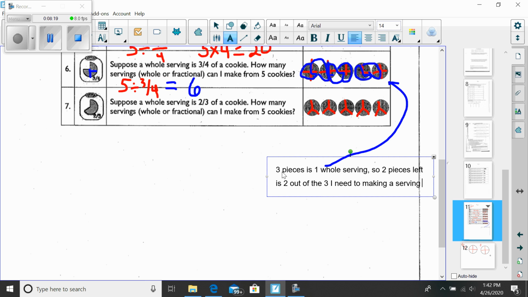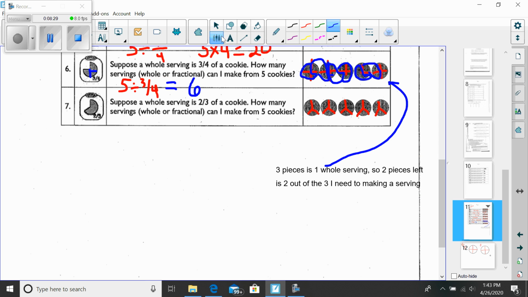Okay, so pause the video and write that down. Okay, so 3 pieces is the serving. I'm left with 2 out of the 3 I need. All right, so that's why the answer is 6 2/3. It's not 6.5. Okay, so again, pause the video and you try this one.